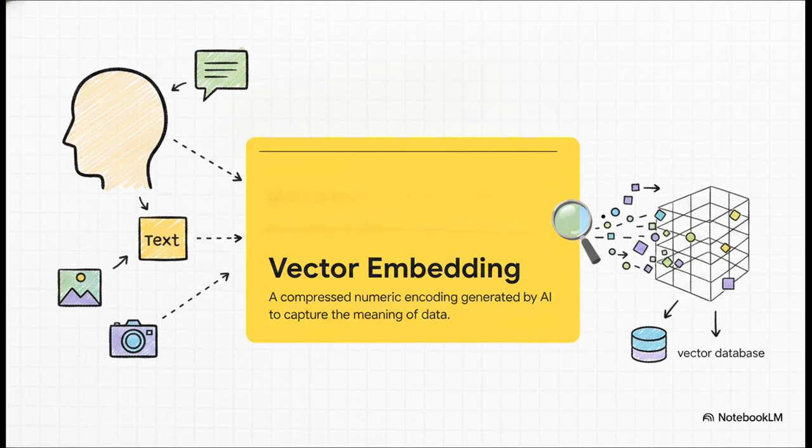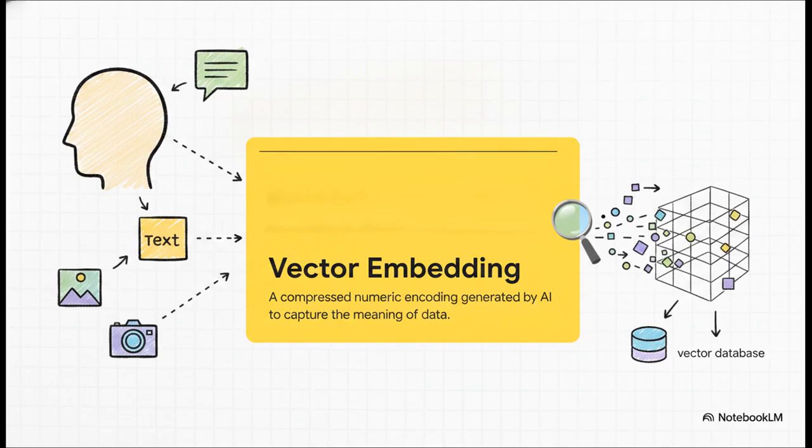You can think of embedding models, which are really just specialized neural networks, as this incredibly complex translation layer. Their whole job is to take unstructured data that humans get, like a text document, a product image, or a piece of audio, and transform it into a multidimensional spatial map.